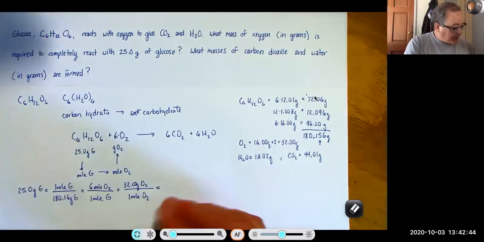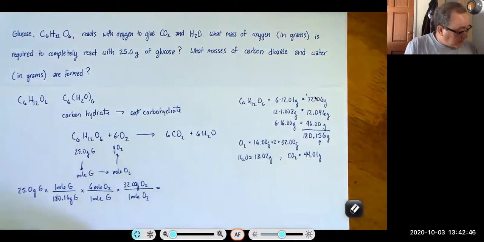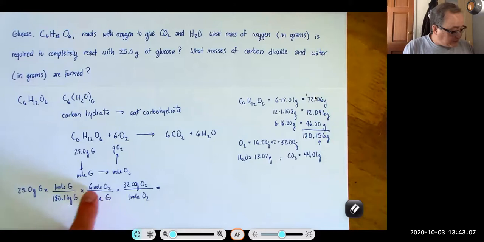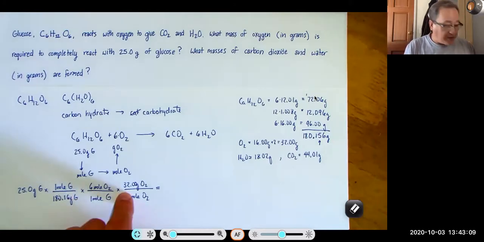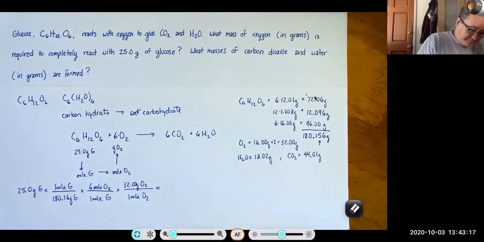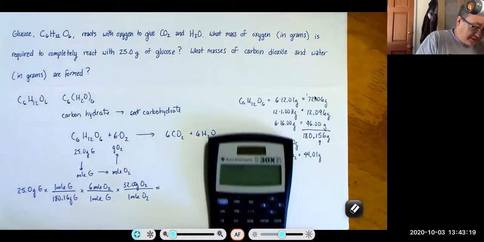And when I look at this and try to estimate the answer, I realize that 6 will go into 180 probably 30 times, and 32 divided by 30 should be about 1. So the answer should be around 25 grams. A little bit more, because 30 into 32 is a little bit more than 1. So a little bit more than 1 is going to be a little bit more than 25. So I'm going to turn on my calculator. I'm going to clear it.